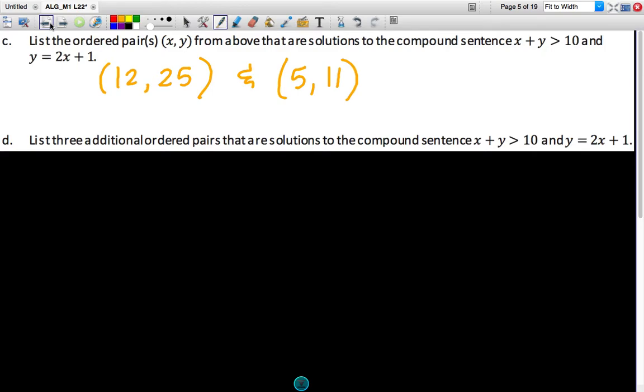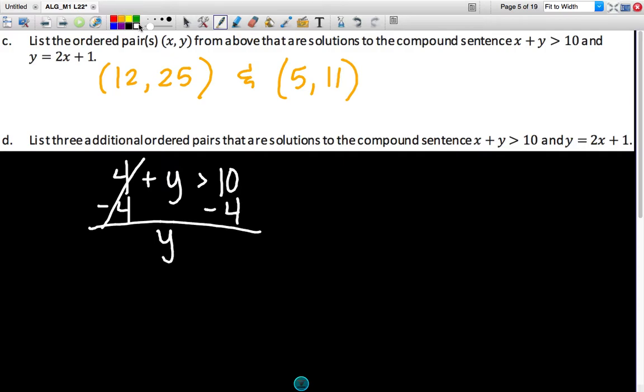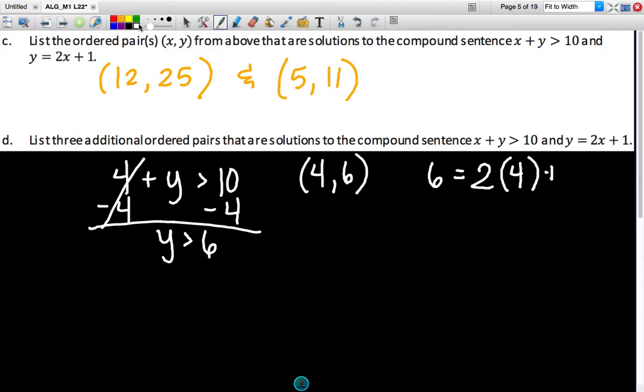So one might be when we plug in 4 for x. Let's see, if I plug in 4 for x, what would my y be when I solve for this? I would subtract 4 on both sides, and I would be left with y is greater than 6. Okay, so it looks like (4, 6) is going to work. But now let's make sure it's true for the equation. 6 equals 2 times 4 plus 1. 6 equals 8 plus 1. 6 equals 9. Well, that's not a true sentence, which means (4, 6) is not going to work here.